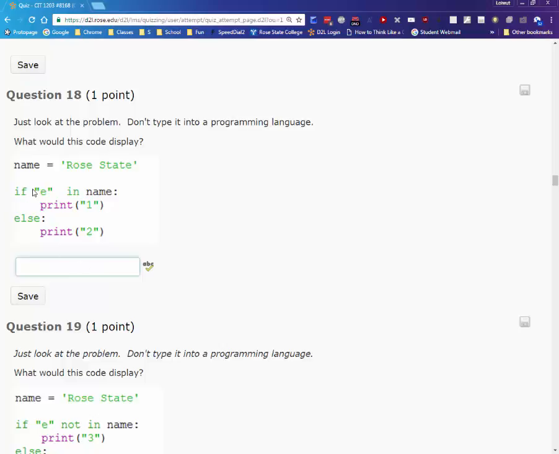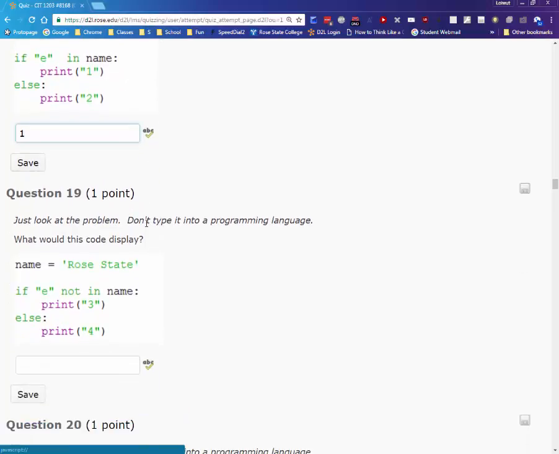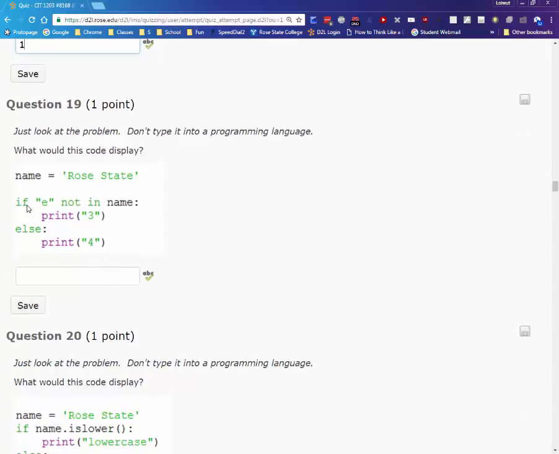What this "if E in name" nomenclature does is it checks to see if this value is contained within this string. And the same nomenclature works on arrays as well, on lists. So is there an E in Row State? Yes, there is. So it would print 1. Here's the opposite. If E is not in name, well, E is in the name, so it's not going to print 3. It's going to print 4.